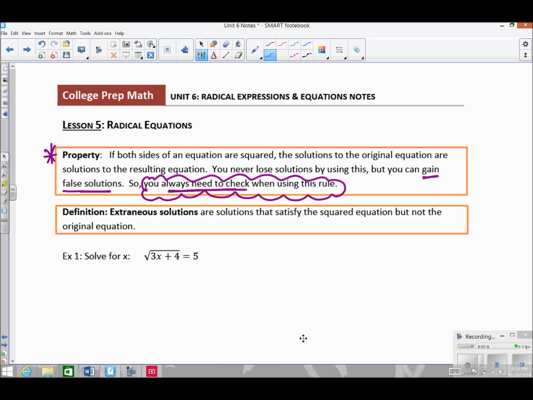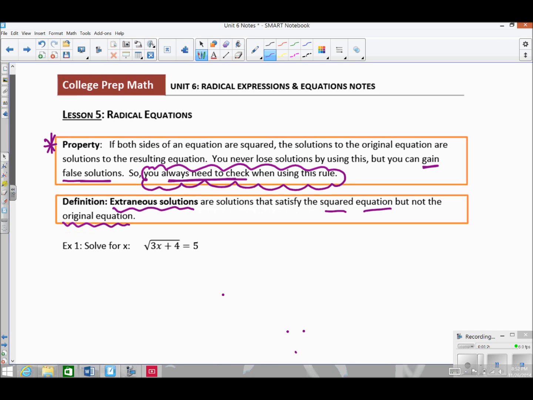These extra solutions that we gained are called extraneous solutions. They're just solutions that satisfy the squared equation, but they do not satisfy the original. So they're extra solutions, and we have to check for those.